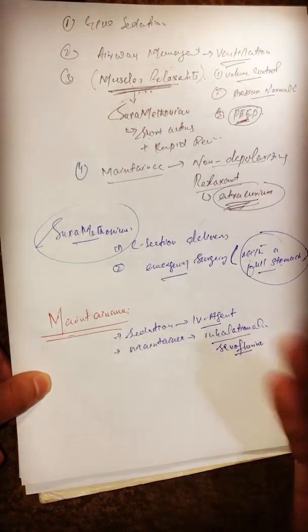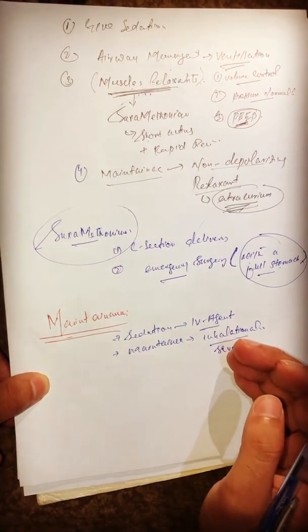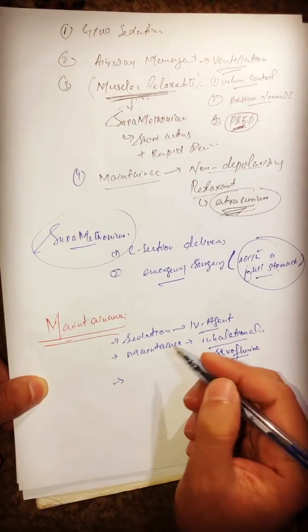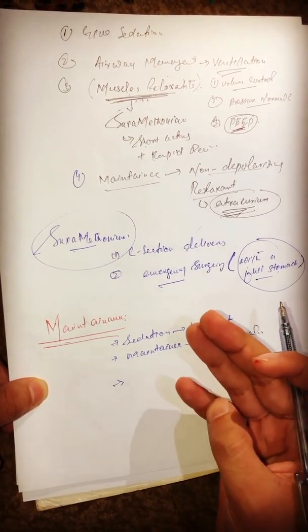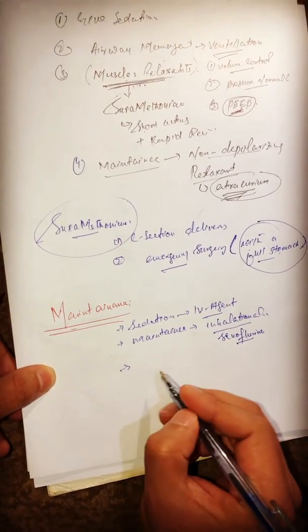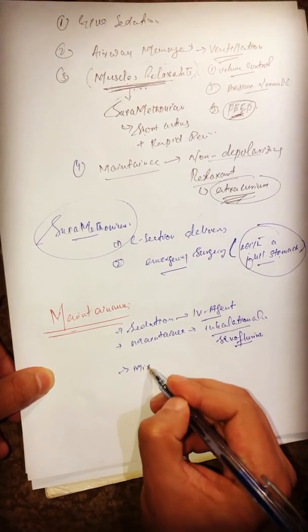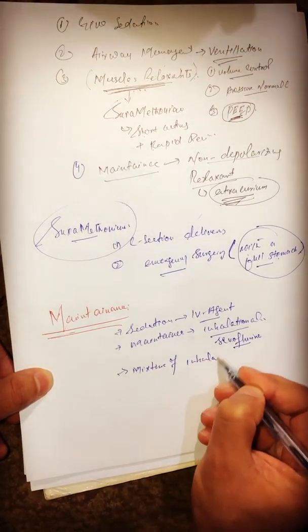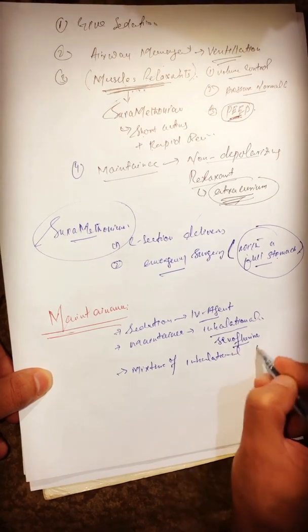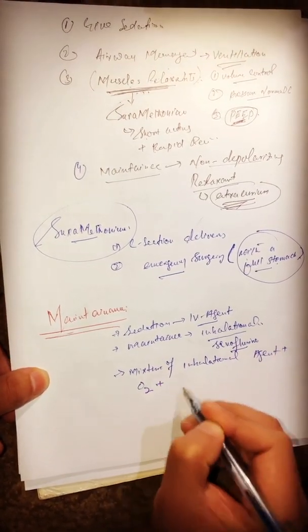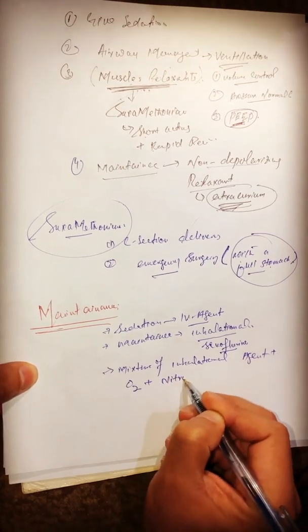Sevoflurane is the most commonly used inhalational agent, and always remember it is a mixture. How will you maintain general anesthesia? You will maintain it by giving a mixture of inhalational agent plus oxygen plus nitrous oxide.